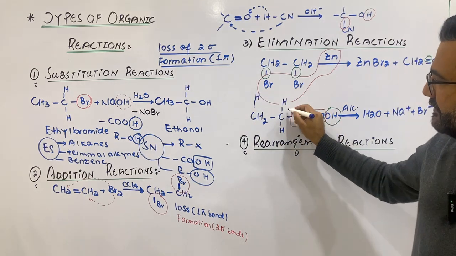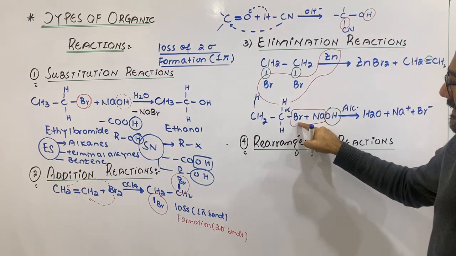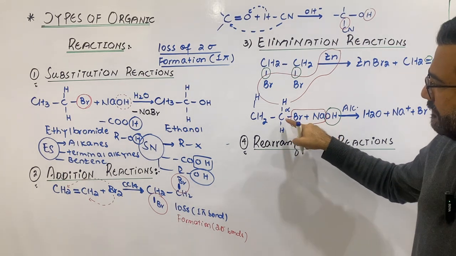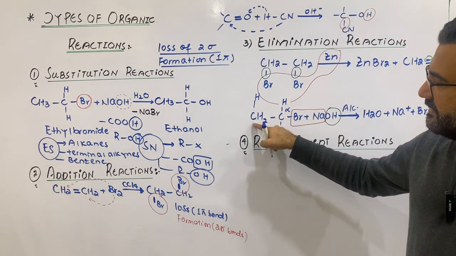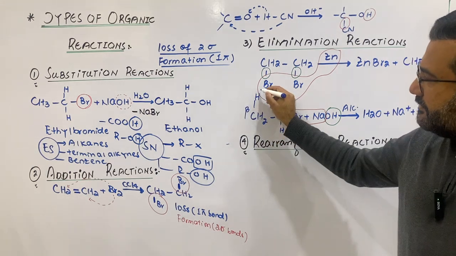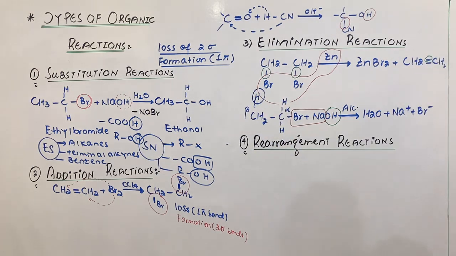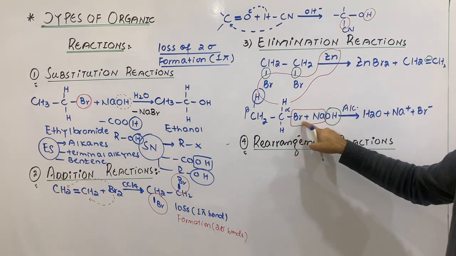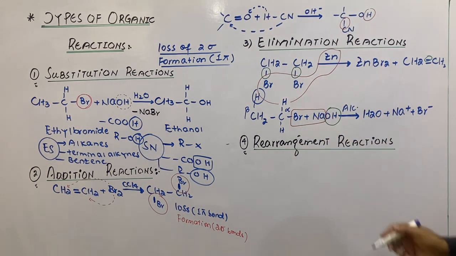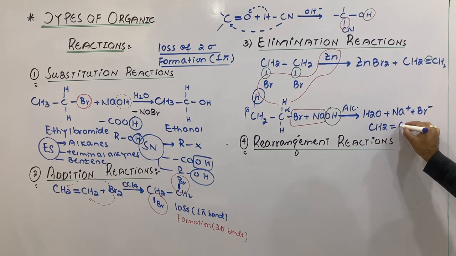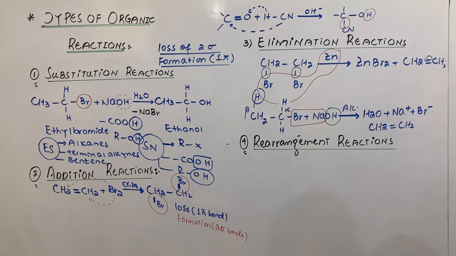The carbon to which functional group is attached, this is the alpha carbon. Bromine is the functional group, this is the alpha carbon. And the carbon which is directly attached to alpha carbon, this is the beta carbon. So hydrogen will be taken from beta carbon and that will join with OH to form water, and alpha carbon will give functional group and it will form sodium bromide. And now double bond is formed between two carbon atoms and you will get ethene.